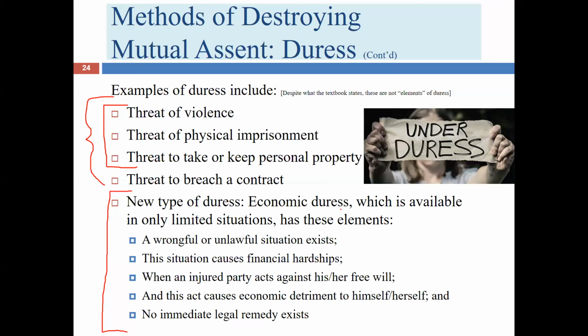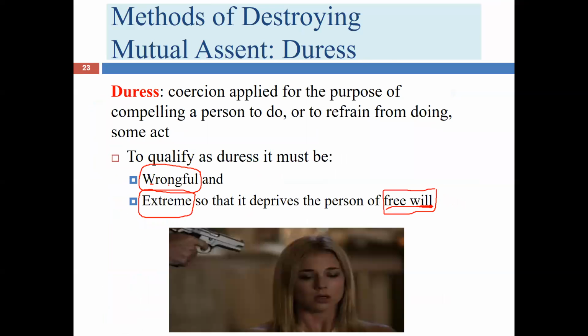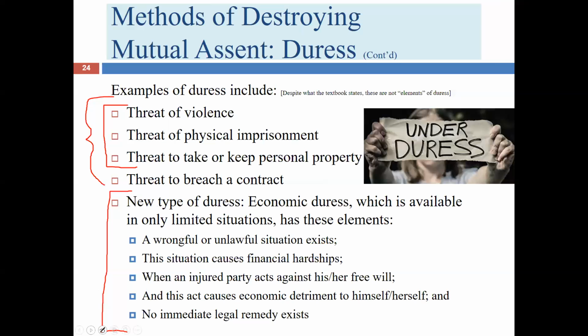So for an economic duress claim in jurisdictions that would consider it, there needs to be some kind of wrongful action, something like one of these activities, and it has to cause some level of financial hardship. So we've addressed the wrongful part. Where we're being a little bit more forgiving, quote unquote, in terms of duress is the extreme part.